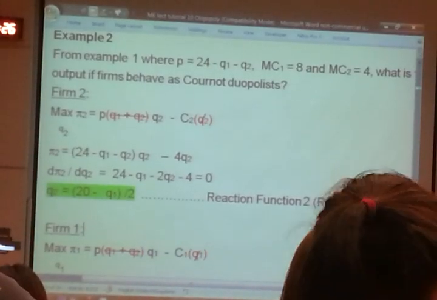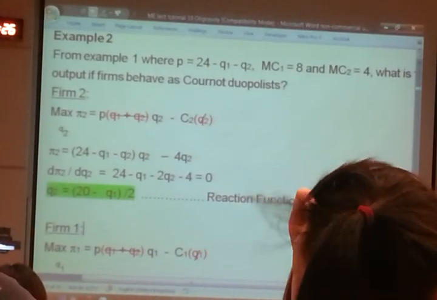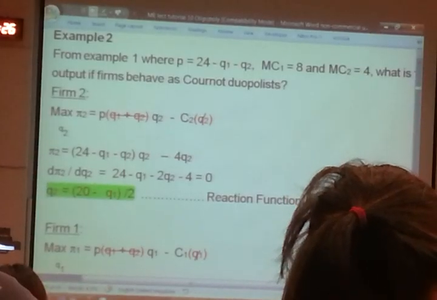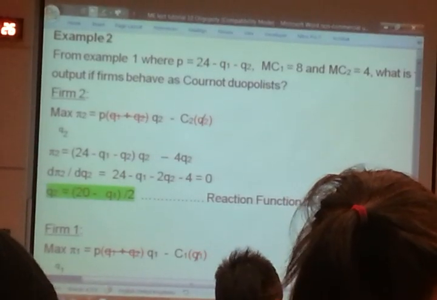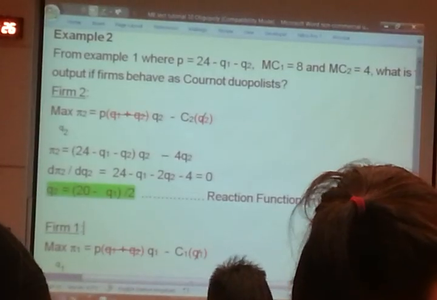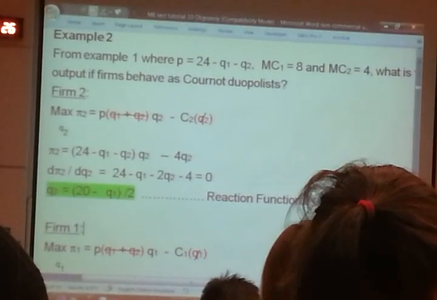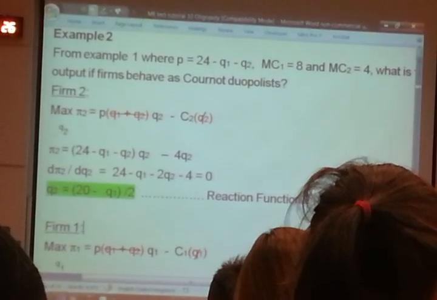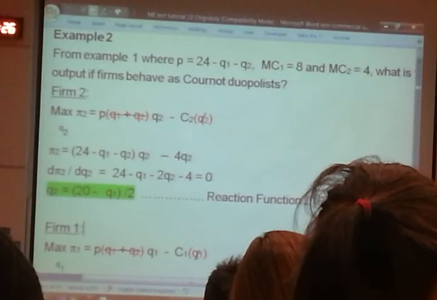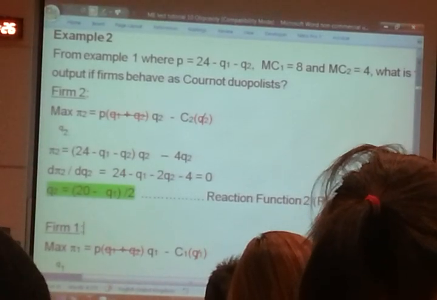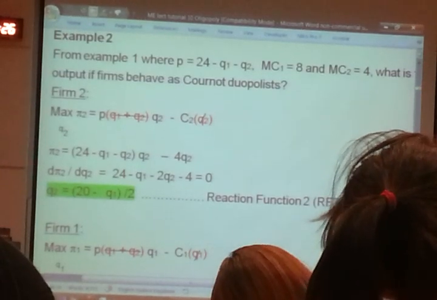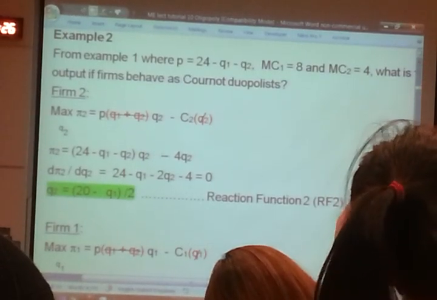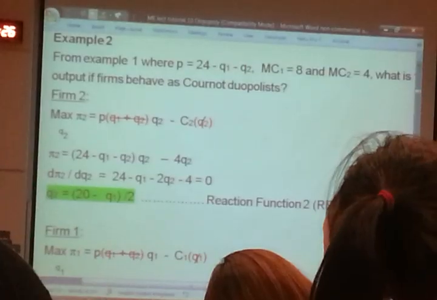Now, how to find Q2 and Q1? Q2 cannot be found alone. One equation, how many unknowns? Two unknowns. If you want to solve for two unknowns, normally how many equations do you need? You need at least two. So you need to generate one more. So now we look at firm 1.